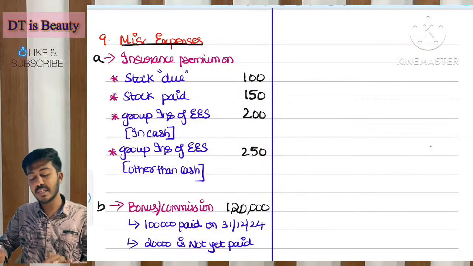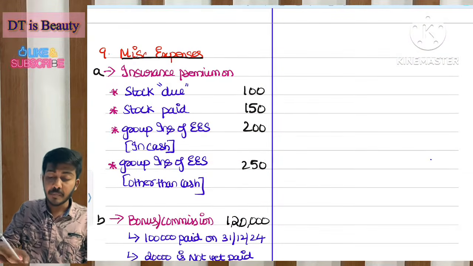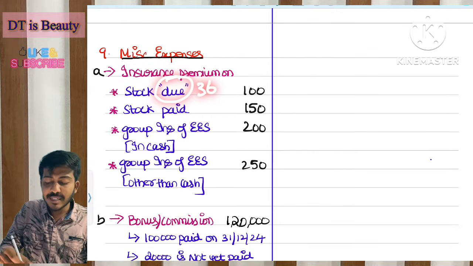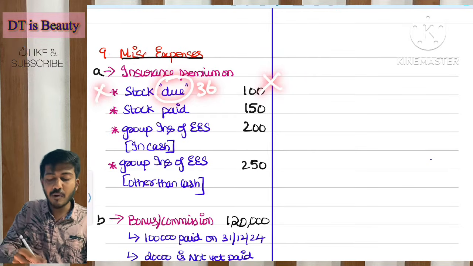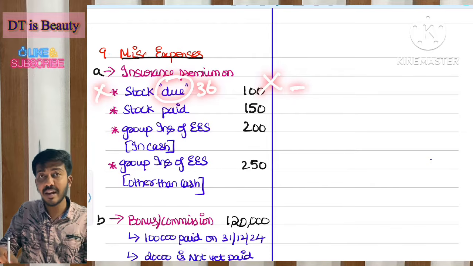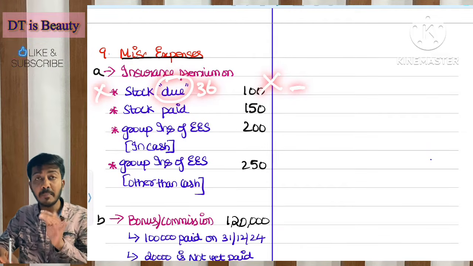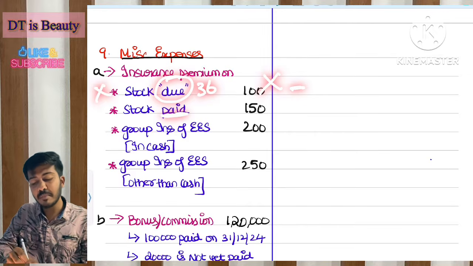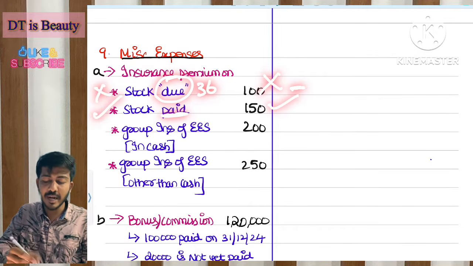Now let us go and see something in the P&L. Insurance premium on stock due. As per Section 36, it is not allowed as deduction because it is stock in trade. If you make any insurance premium payment, it is allowed only if the payment is made. And stock related insurance premium which is paid, yes, happily you can take this.